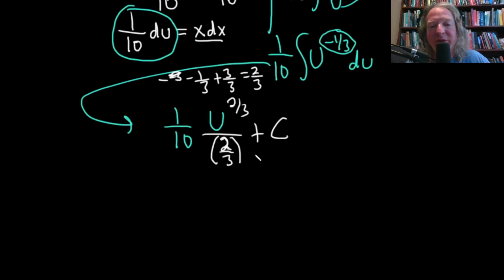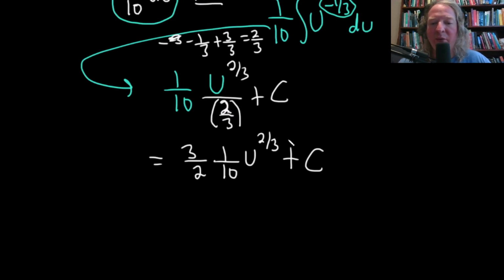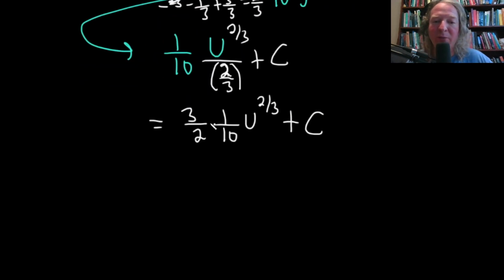Dividing by 2/3 is the same thing as multiplying by the reciprocal. So this is 3/2 times 1/10. And then here we have the u to the 2/3. I'll leave it like that for now. Plus C. All right. Oh, yeah, we can multiply. 3 times 1 is 3. 2 times 10 is 20.